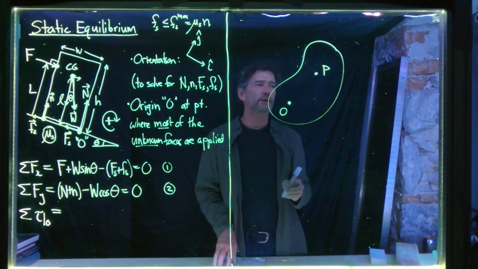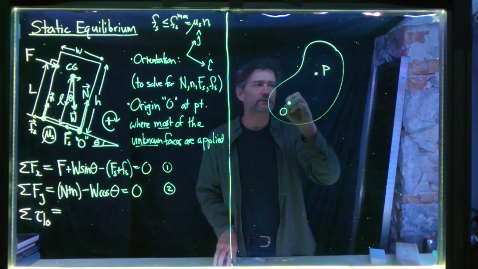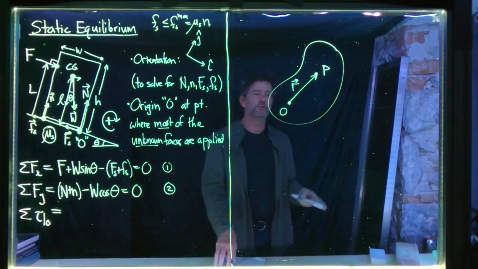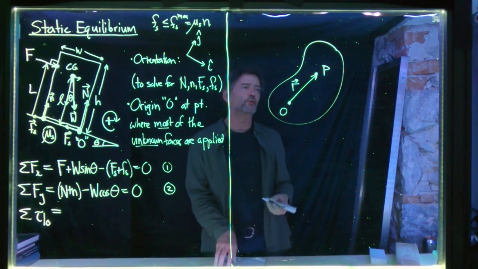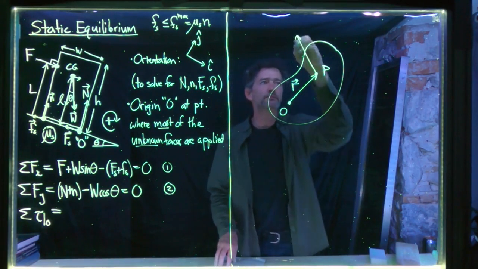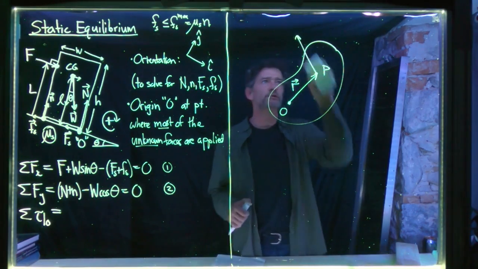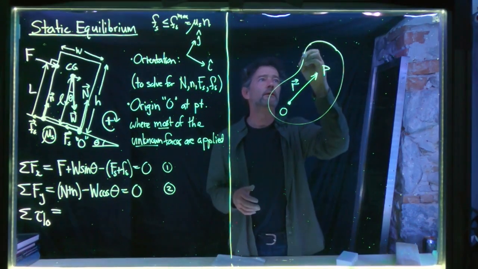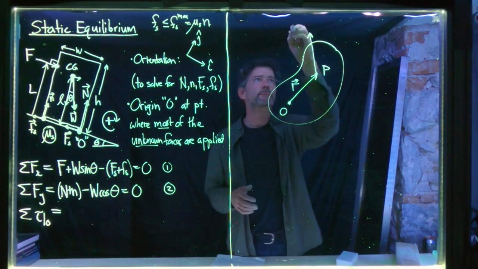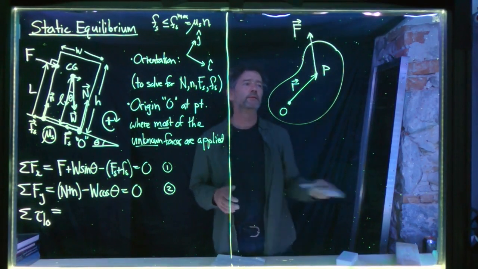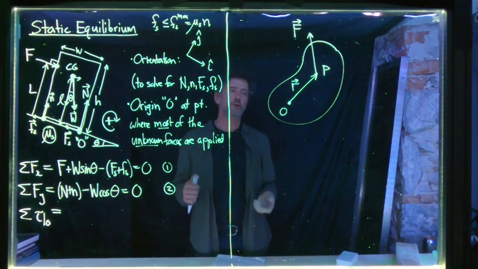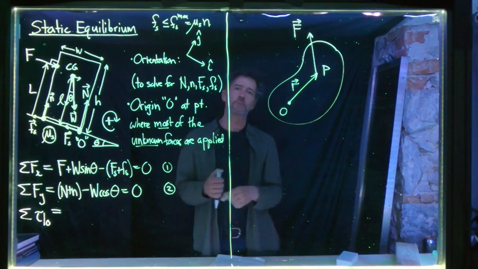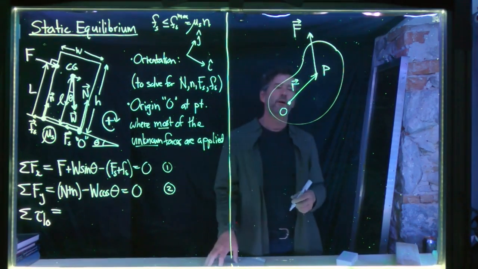Let's suppose we apply the force at some point P. That point P, the point of application of the force, is located with the vector R relative to the point we're calculating the torque about. Suppose the force is in some random direction. Let's make it not quite perpendicular, about like that. Now it's clear: torque is R cross F, a torque coming out of the board towards me.